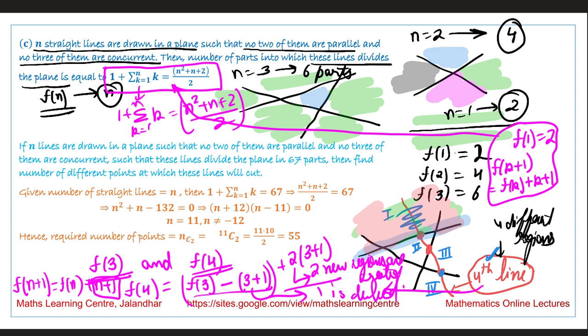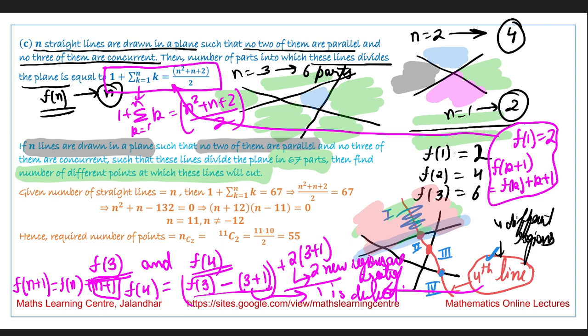So based upon this, we have this next question. If n lines are drawn in a plane such that no 2 of them are parallel and no 3 of them are concurrent, such that these lines divide the plane in 67 parts, then find the number of different points in which these lines will cut.